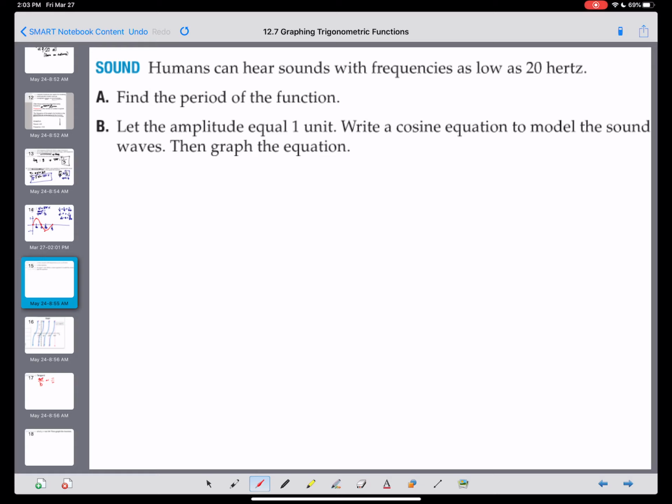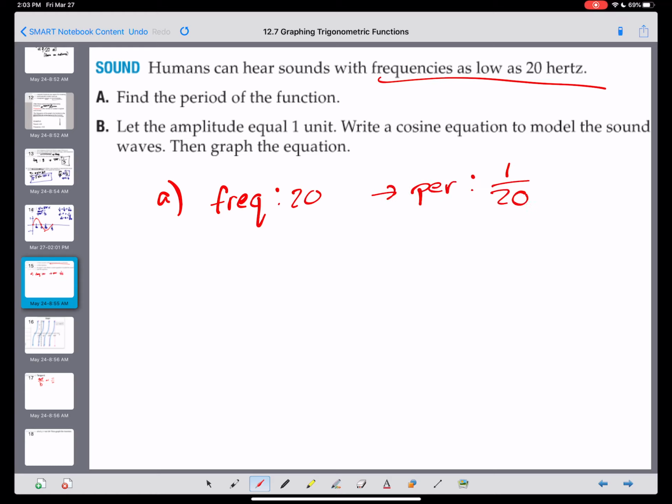Humans can hear sound with frequencies as low as 20 hertz. So part A finds the period. So if frequency is 20, that means that the period is 1 over 20. Part B, amplitude is 1. I want to find a cosine equation. So y equals 1 cosine of bx or b theta.